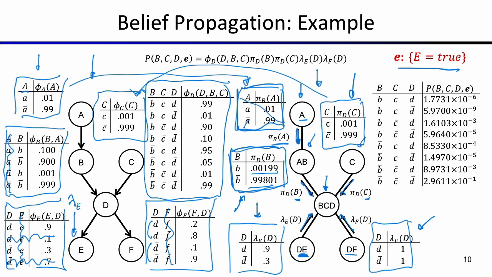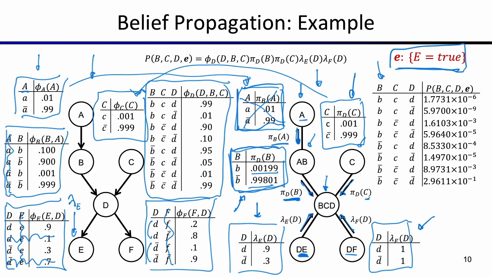This message here will not be involved because it's not one of the messages that was sent directly to this middle cluster BCD. It will be incorporated indirectly in this message that is coming from the cluster AB towards the cluster BCD. And if we multiply these together, we get as a result this marginal here. And we can use this marginal to answer queries that involve the variables B, C, and D together with the evidence E equal true.